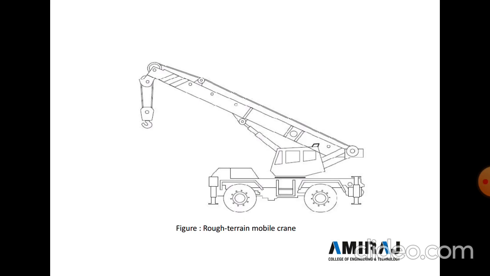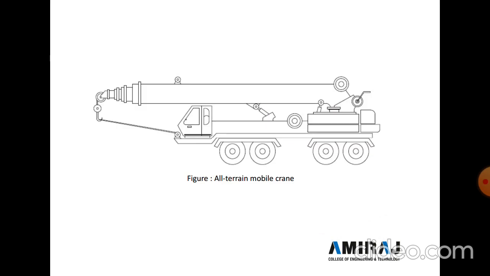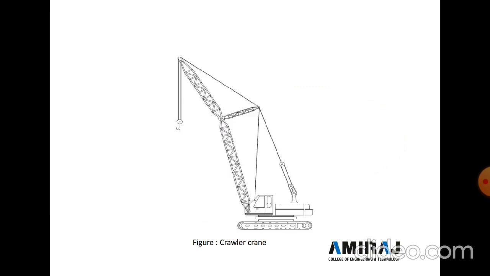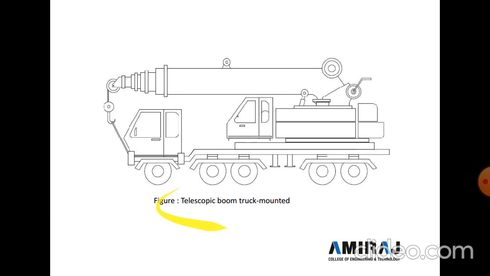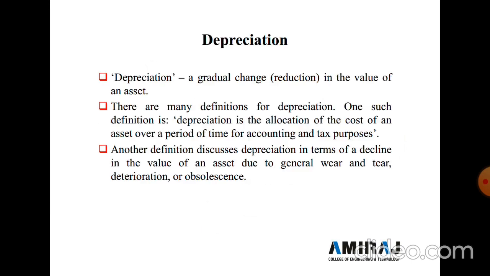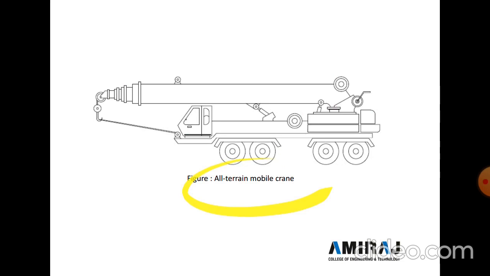Next is a rough terrain mobile crane. So it's a small type of mobile crane, and it's generally used in an industrial area for lifting purposes. And next type is the all terrain mobile crane. So here, look, this mobile crane looks like a telescopic mobile crane. So telescopic crane and all terrain mobile crane both look the same, but capacity is less as compared to the telescopic mobile crane.